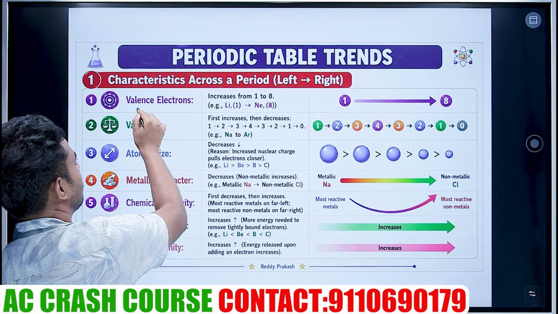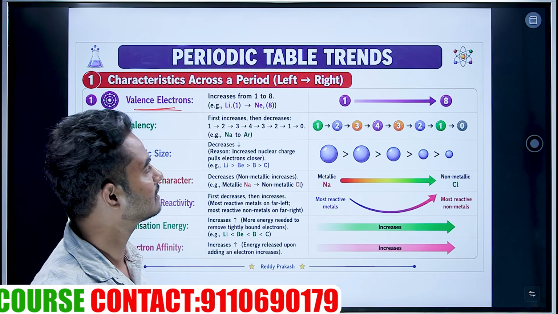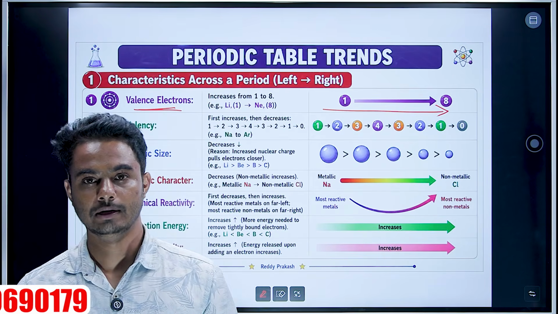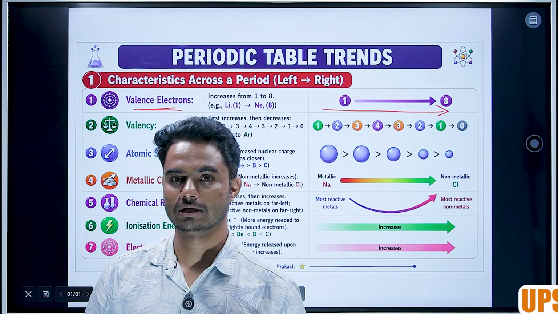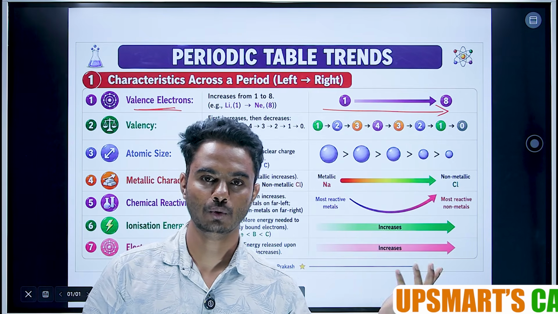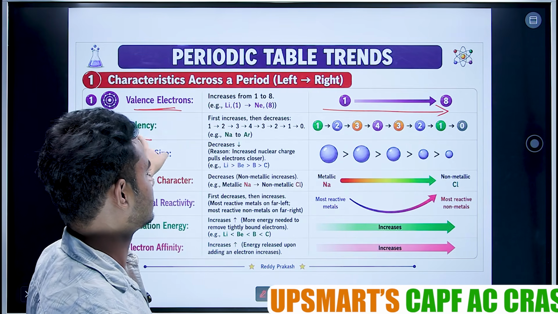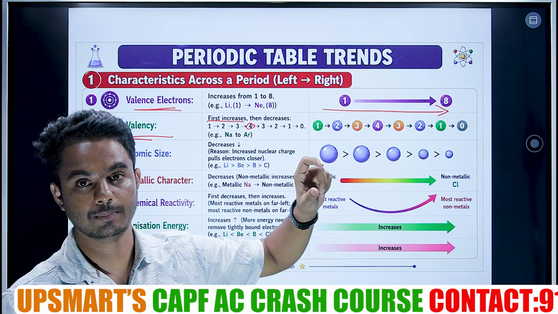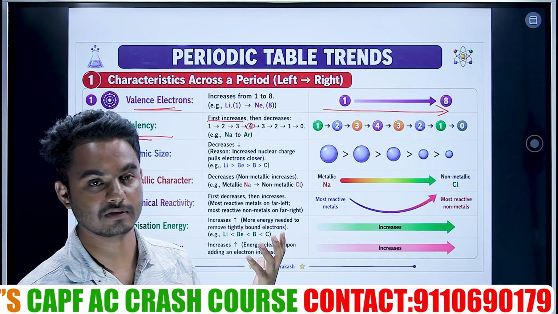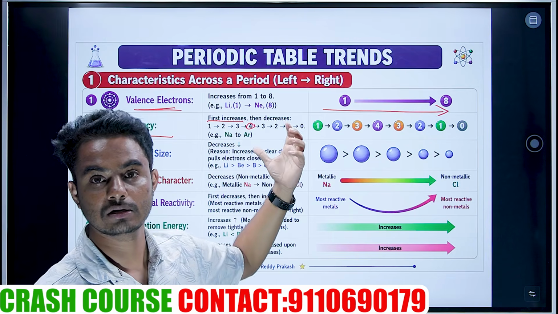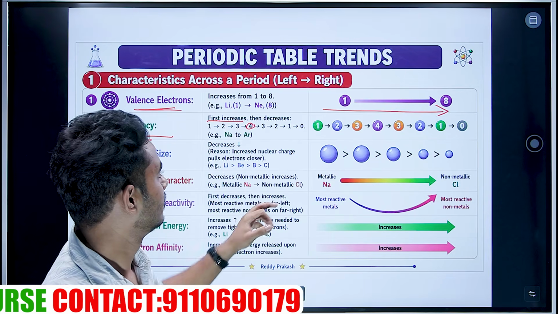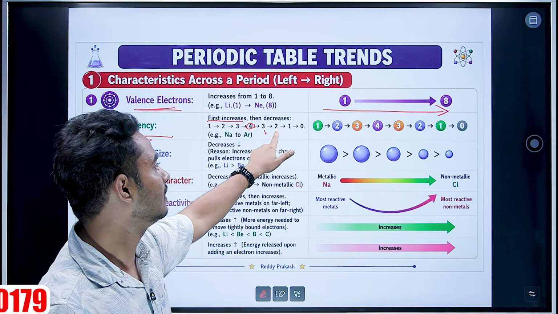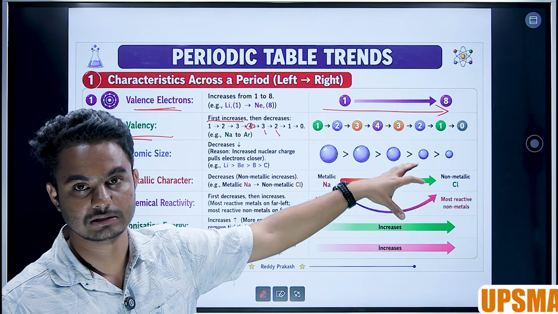See, valence electrons increase from 1 to 8. Valence electrons keep on increasing. Next, valency first increases till 4. Till carbon, valency keeps on increasing. What are these 1, 2, 3, 4? These are the groups. Valency keeps on increasing till carbon. Beyond carbon, it will decrease. Nitrogen is 3, oxygen is 2, then it decreases.